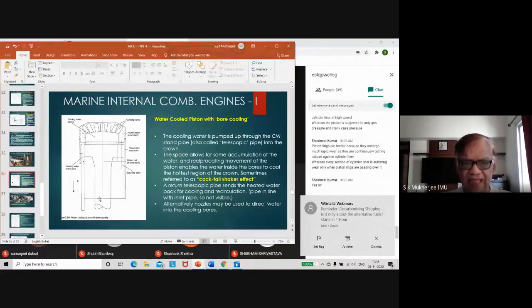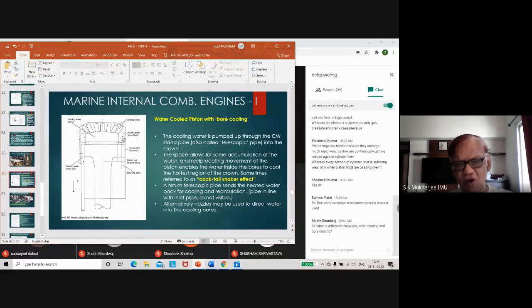Apart from that, when the engine is running, you see this water inside, it starts moving up and down, because the piston is reciprocating, so that whole mass of water is also going to reciprocate. So in the process, the water is going to splash and go inside these bores.